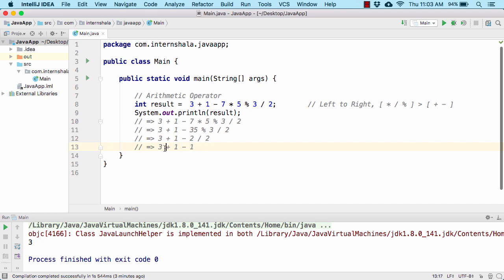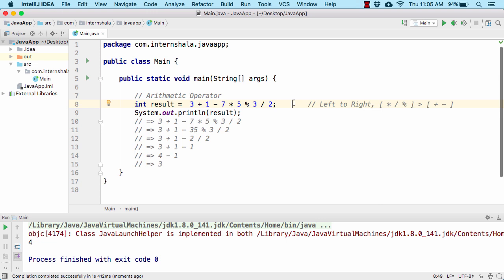Now since we have only plus and minus, starting from the left we give more priority to 3 plus 1 because of left to right associativity. Then we have 4 minus 1, which finally results in 3. That is why when we run the code, the result displays 3 in the output console like we have here. Among multiplication, division and modulus, all three operators have equal priority. So among these three, give more priority to the operator that is present on the left. That is why I evaluated 7 into 5 first, then 5 modulus 3, and finally 3 divided by 2.